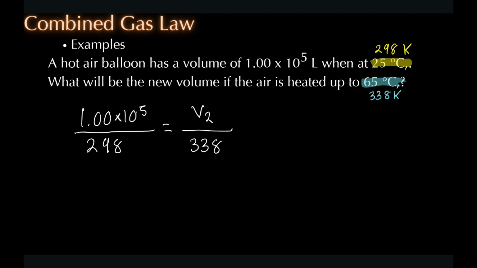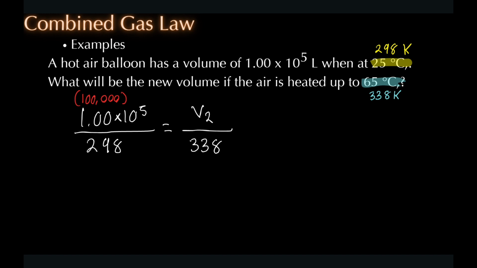Now, just because that 1.00 times 10 to the 5th is in scientific notation, we get to solve this just like anything else. Again, that 1.00 times 10 to the 5th, in standard notation, is 100,000. So in this hot air balloon, there is 100,000 liters of air. That's all that the 1.00 times 10 to the 5th is telling us.